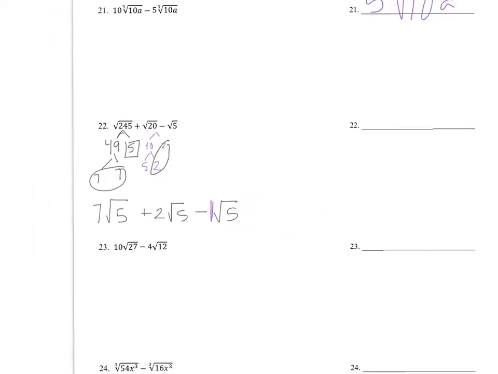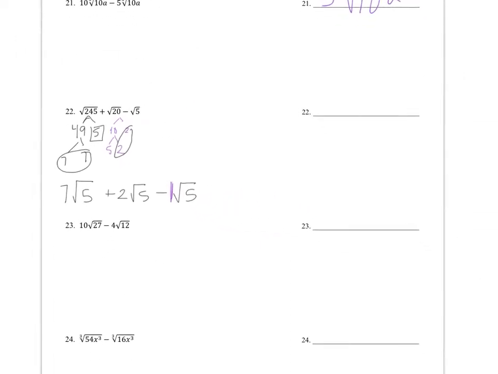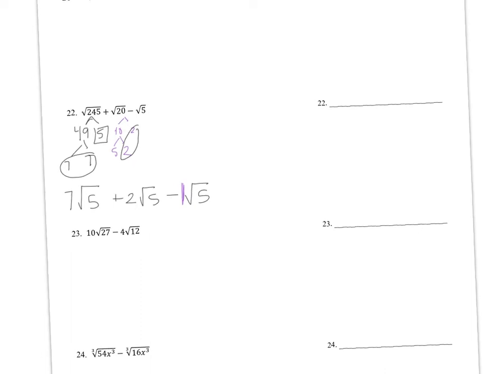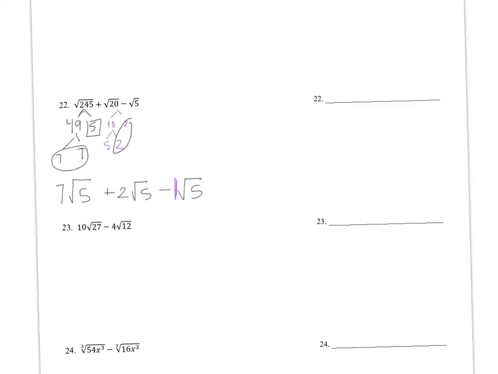Remember, right here, the square root of 5, that's like there's an invisible 1 right there. So now, since they all have the exact same root, now I can combine them all together. So I have 7 plus 2 would give me 9. 9 subtract 1 would give me 8. So my final answer would be 8 square root 5. That square root 5 does not change.